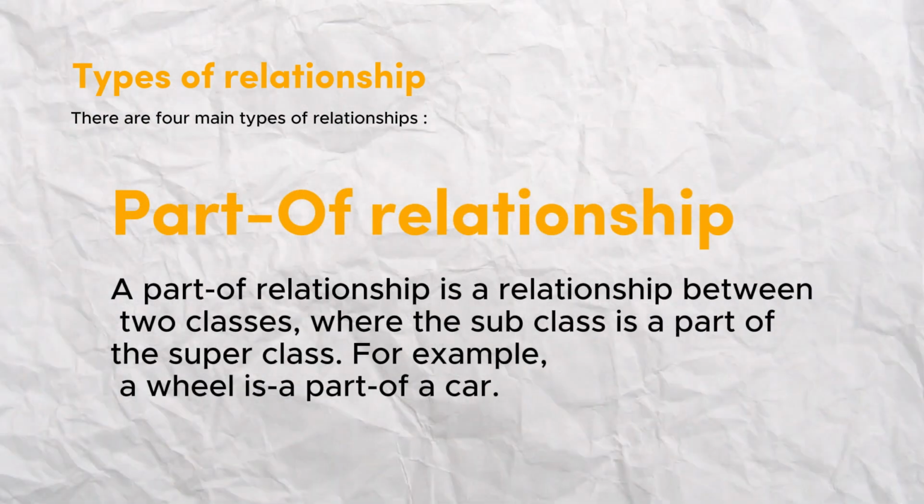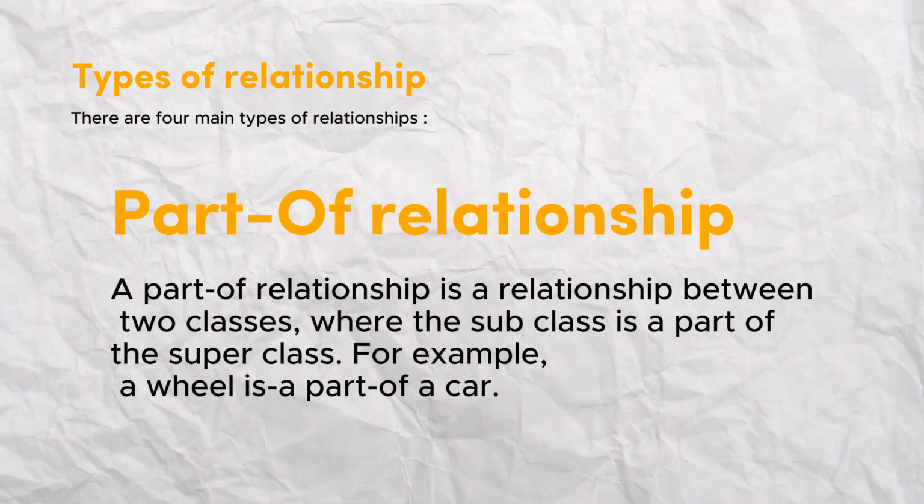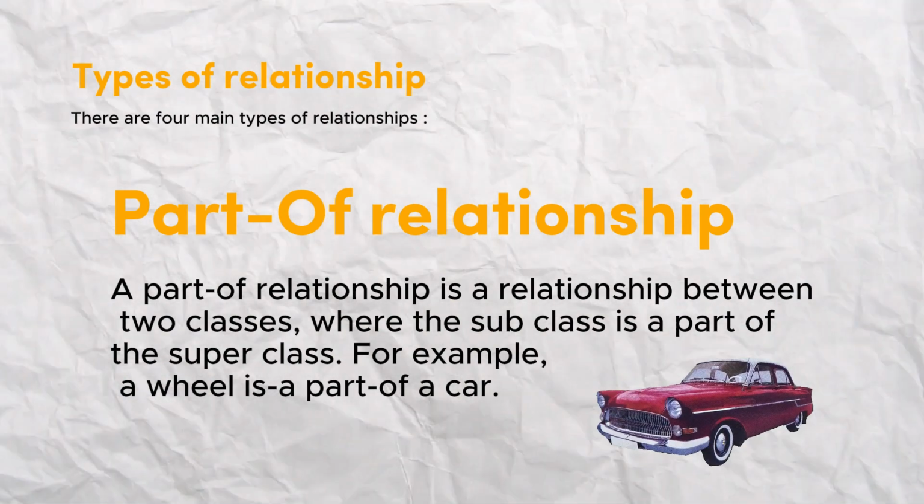Part-of relationship. A part-of relationship is a relationship between two classes, where the subclass is a part of the superclass. For example, a wheel is a part of a car.